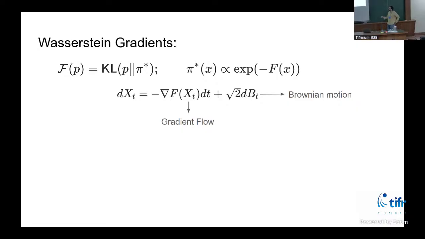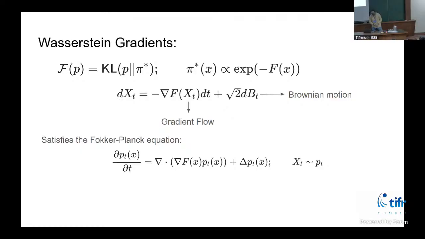So we have F of p, which is the KL divergence from p to pi star, and pi star is this Gibbs distribution. And then we have this Langevin dynamics, which we saw yesterday too. This is dX_t equal to minus grad f of X_t dt, which is the Euclidean gradient flow for f of x, plus a Brownian motion dB_t. This satisfies something called the Fokker-Planck equation.